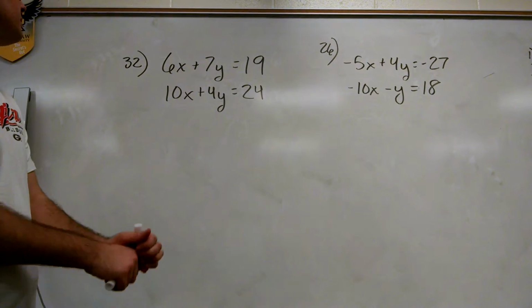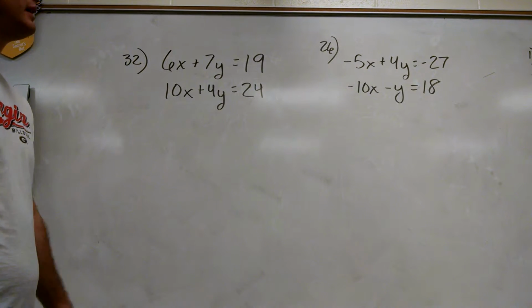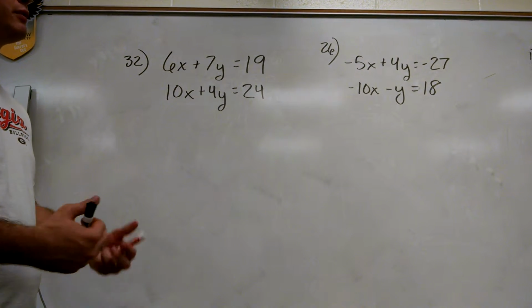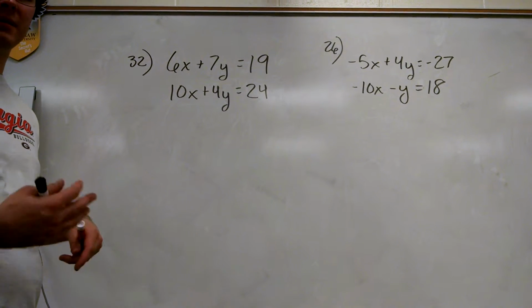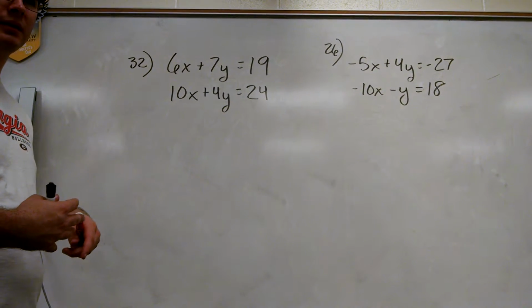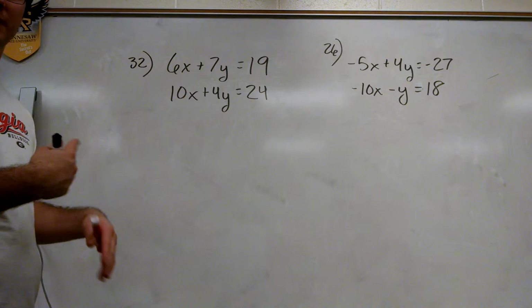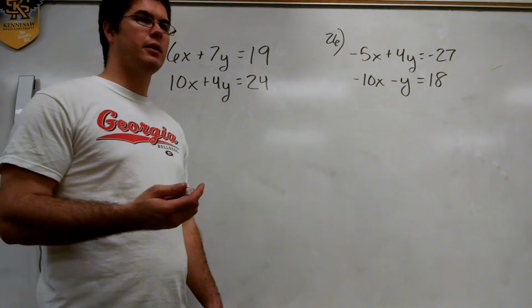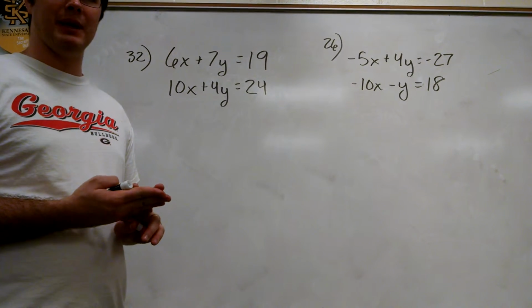All right, so let's do 32 and 26. I'm not going to work these problems completely out, because once you do the first couple steps, everything's the same. Once you get to a certain point, I'm just repeating the same process. But I did want to show you there are really three different types of problems with elimination.